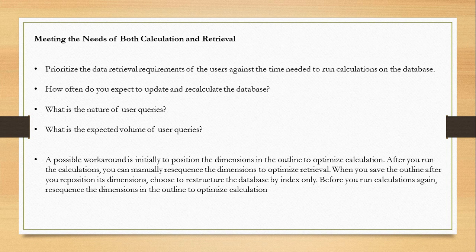How often do we expect to update and recalculate the database, and what is the nature of the user queries? For example, if the user most often queries the database based on attributes, like we have seen for the retrieval speed for the package type. And what is the expected volume of user queries, and how much data can a normal user retrieve?